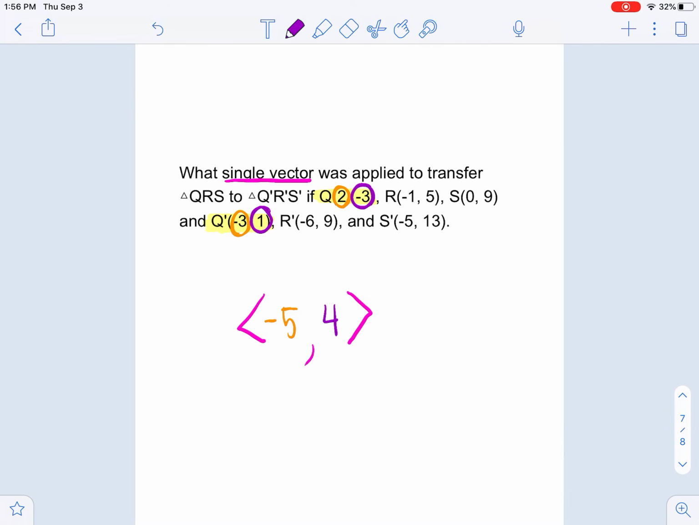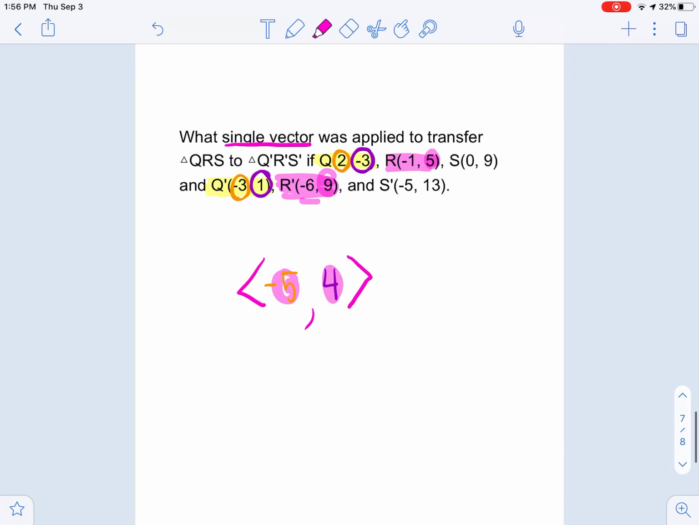Now I can always check it on R and S. So here's R to R prime. Is negative 1 minus 5 negative 6? Yes. Is 5 plus 4 9? Yes. And if you want to be super safe, you could also check it with S and S prime.